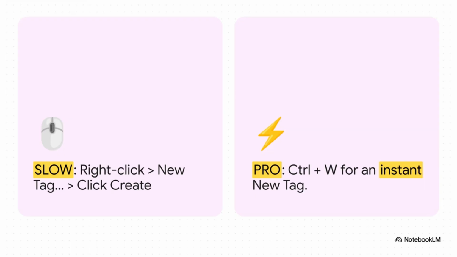Okay, just look at this comparison. The slow way, you gotta right-click, find New Tag, type the name, click Create. That's what, 4 different steps? The pro way, you just hit Control+W, boom, done. The new tag window pops right up. Just think about how much time that saves when you're doing it for hundreds, maybe thousands of tags.